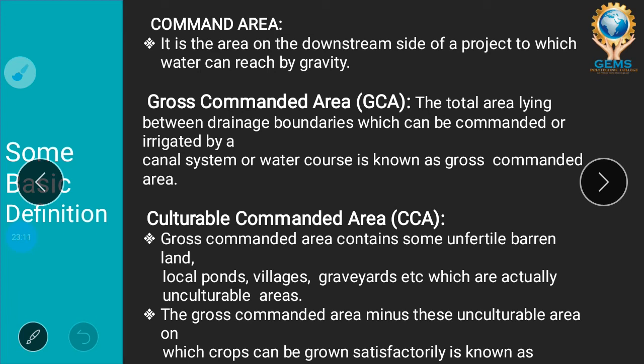लेकिन कल्चरेबल कमांड एरिया क्या होता है, ग्रॉस कमांड एरिया कंटेन सम अनफर्टाइल बैरन लैंड, लोकल पॉन्ड्स, विलेज, ग्रेवयार्ड एक्स्ट्रा, विच आर एक्चुअली अनकल्चरेबल एरियाज. बट द ग्रॉस कमांड एरिया माइनस द अनकल्चरेबल एरिया ऑन विच द क्रॉप इज ग्रोन इज सेटिस्फैक्टरी नोन एज कल्चरेबल कमांड एरिया. कल्चरेबल कमांड एरिया क्या होता है कि जिस पे हम लोग खेती कर सकते हैं, उसको हम लोग क्या बोलते हैं, कल्चरेबल कमांड एरिया.